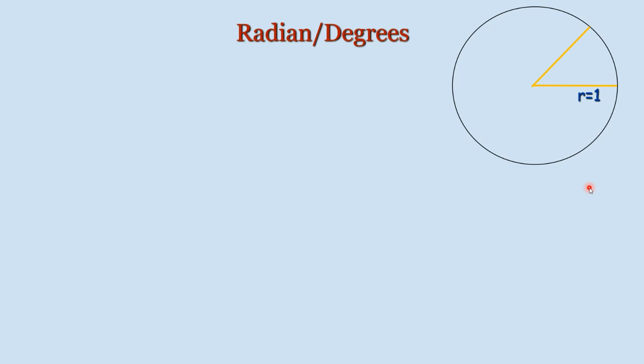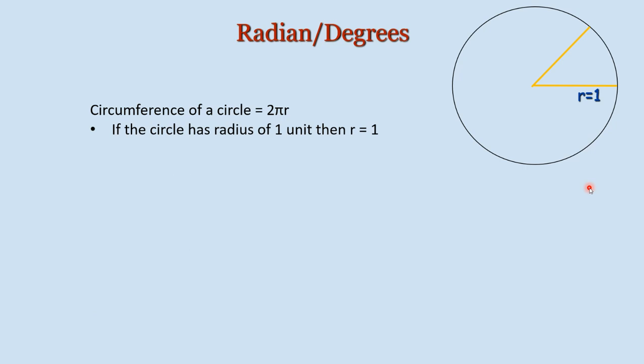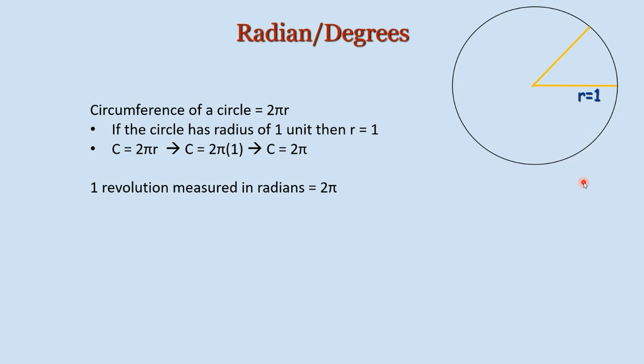So we have our circle with a radius of 1 unit, and if we talk about the circumference of the circle, the circle has a radius of 1 when r is equal to 1. So the circumference would be 2 pi r, or 2 pi times 1 with the radius of 1, which gives us 2 pi. So the circumference of a unit circle is 2 pi. 1 revolution measured in radians is 2 pi. 1 revolution measured in degrees is 360 degrees. So 2 pi radians is equivalent to a rotation of 360 degrees.